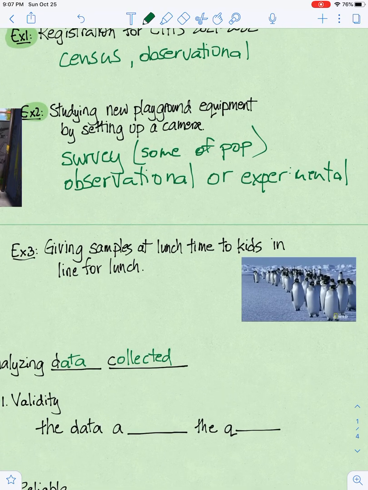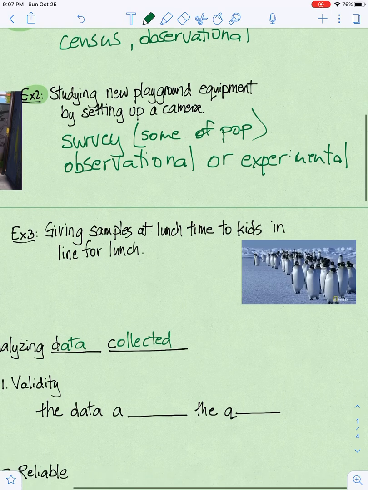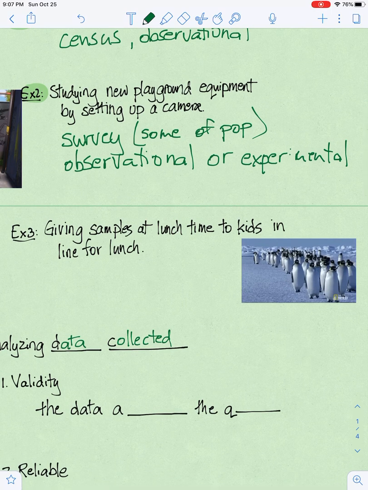All right, well, let's say you were sitting in a lunch line, much like these penguins, headed to get your food. And samples are given to the kids in the line. Number one, is it a survey or is it a census?